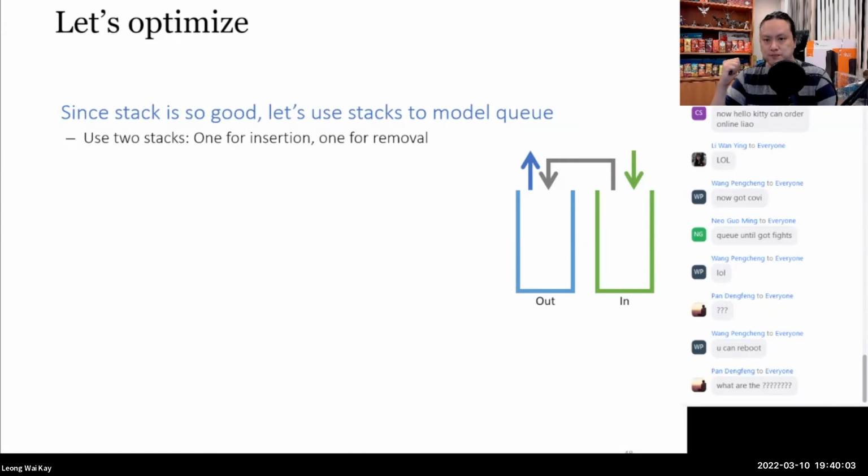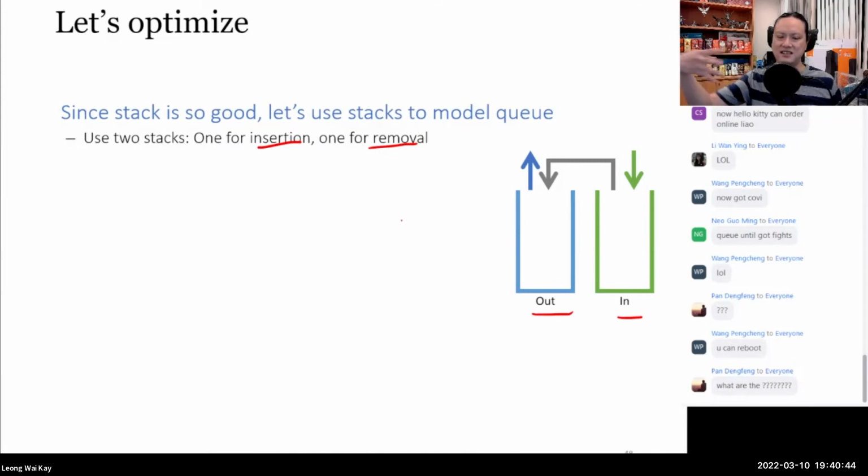Now can we do better? Yes, we can do better. Since stack is so good, stack is O(1) for both insert and remove, both for push and pop, the idea is let's optimize our queue. Let's use two stacks for the queue, one for insertion, one for removal. So basically, you think of it as inbox and outbox, or in tray, out tray, like sometimes in your office.